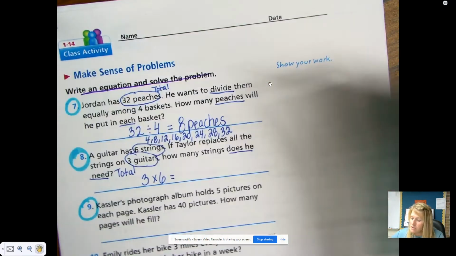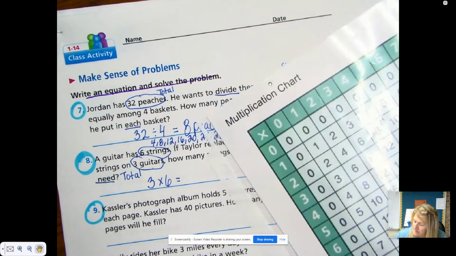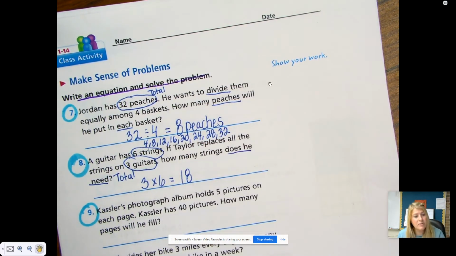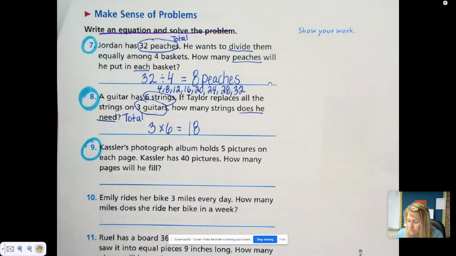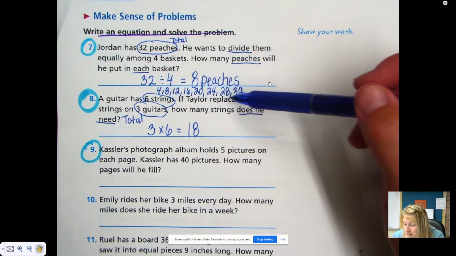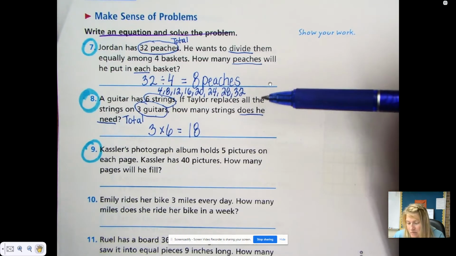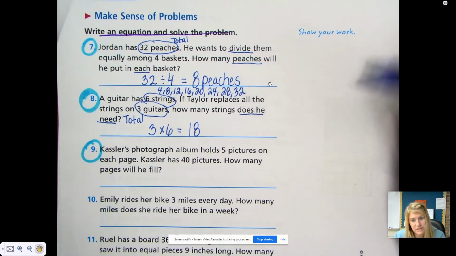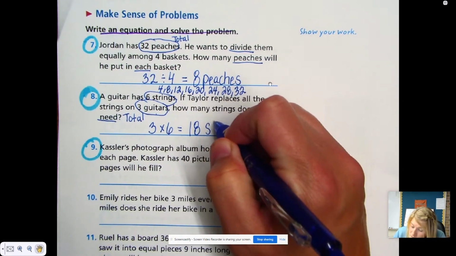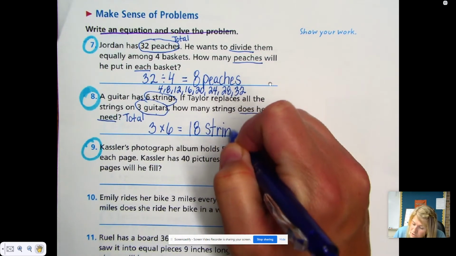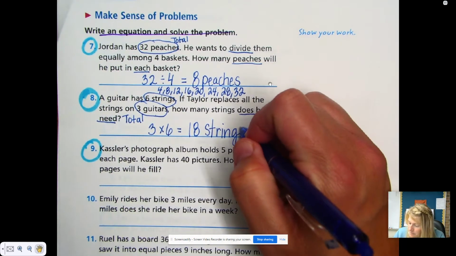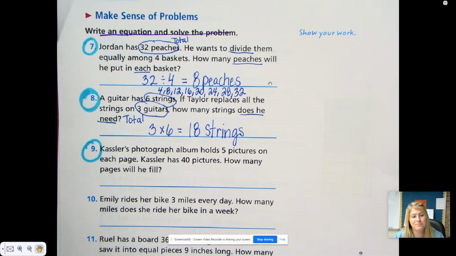So I can use my multiplication chart to solve. Well, you guys can see I'm not done. I need to label that. So how many strings does he need? All right, well, my label would be strings because that's what they want to know. He needs 18 total strings. So when your answer's asking for the in all or the total, that's going to be multiplication.